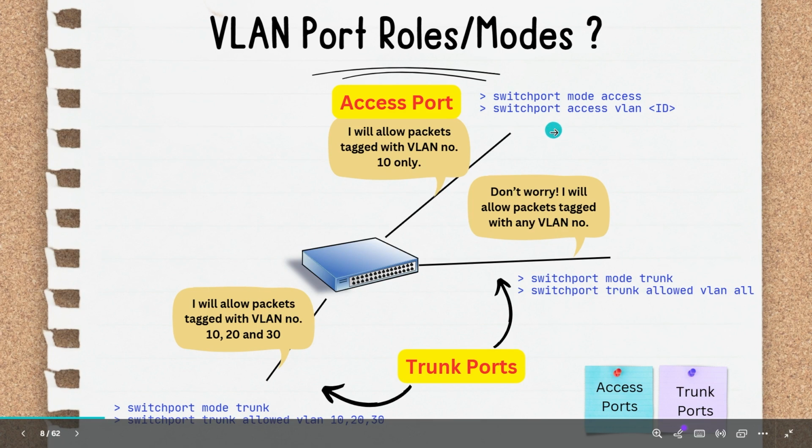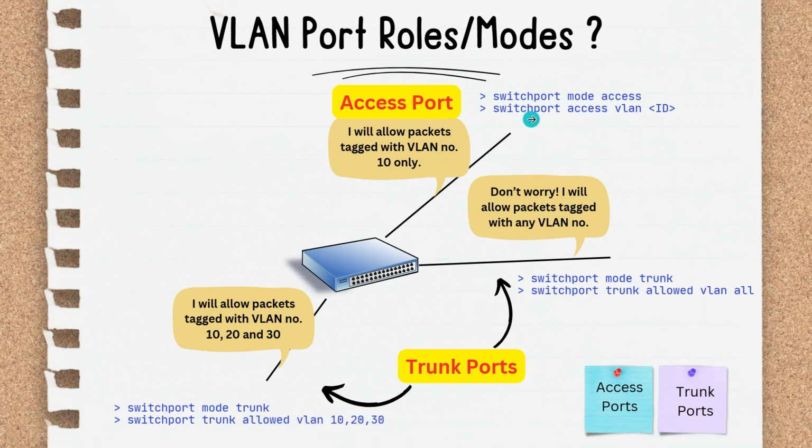And these are the respective configuration commands. To configure an access port, we can say switchport mode access, followed by the command which configures the VLAN. And if you want to configure a trunk port, then you can just say switchport mode trunk.